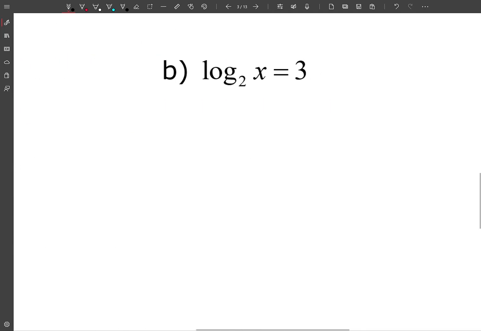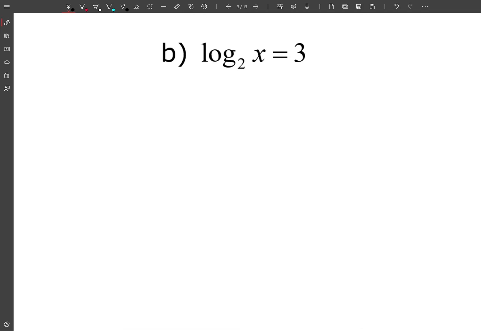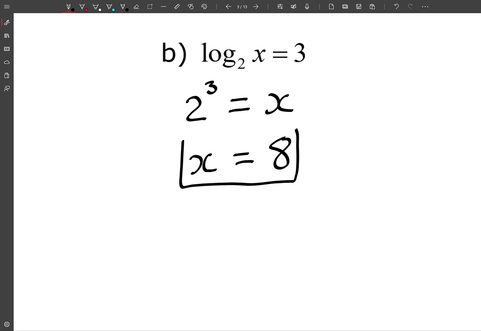All right, let's try another one. Log base 2 of x is equal to 3. So, yet again, we've got the base of the log becomes the base of our power. And then the answer, the thing at the end there, becomes our exponent. And that is equal to x. We have 2 to the 3 is equal to x, which tells us that x is equal to 8. Hooray! That one didn't need a calculator at all.